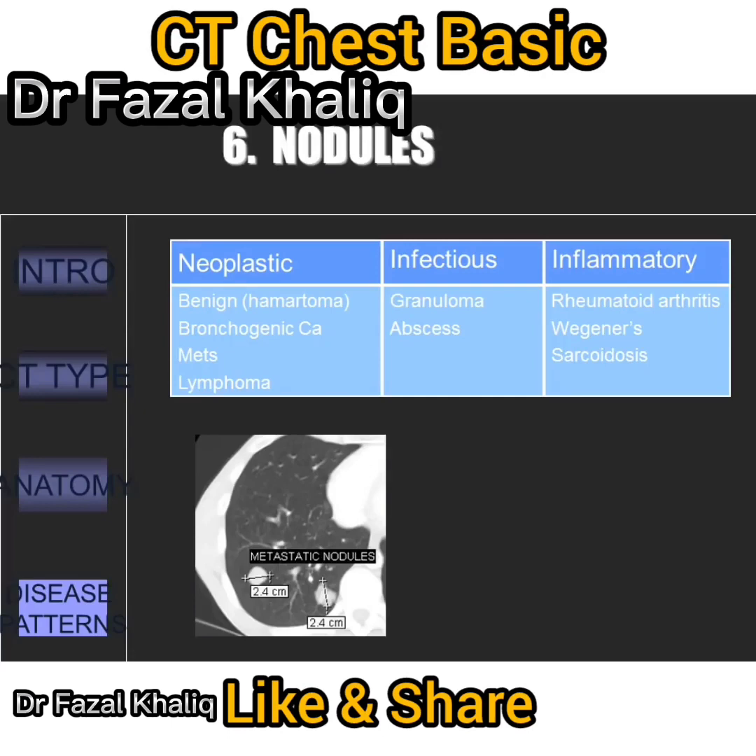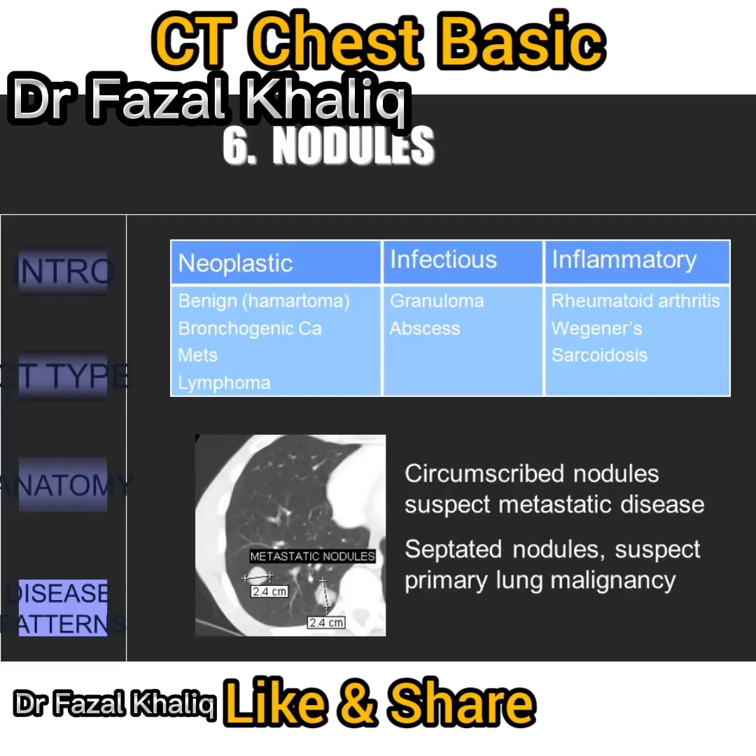The differential diagnosis of a chest nodule is listed on the table above. More than 95% are either going to be primary neoplasms, hamartoma, or infectious granulomas. Look at the picture below. These nodules are circumscribed. Thus, we can suspect that they're metastatic disease. If the nodules were more septated, then we would suspect a primary lung cancer.